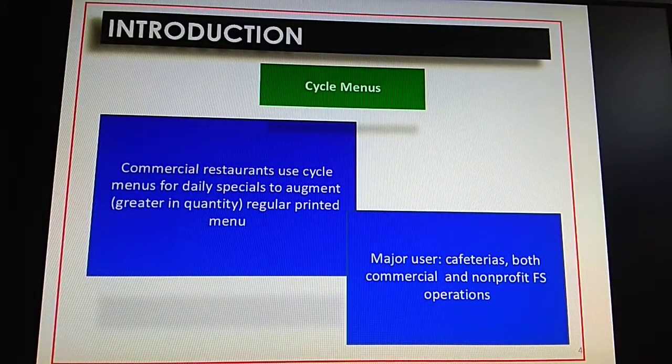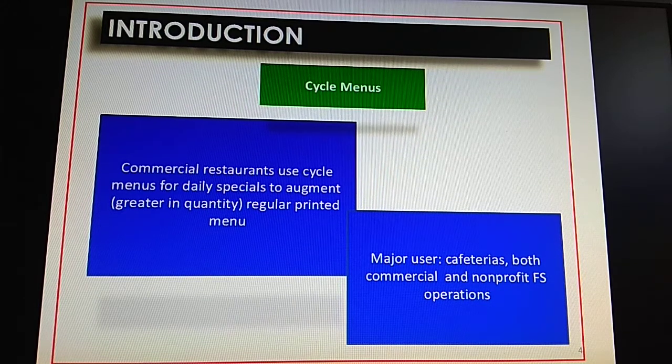Cycle menus. Commercial restaurants use cycle menus for daily specials to augment the regular printed menu. In other words, commercial restaurants basically use cycle menus to offer a much bigger quantity of foods to the customers, which includes their regular printed menu.